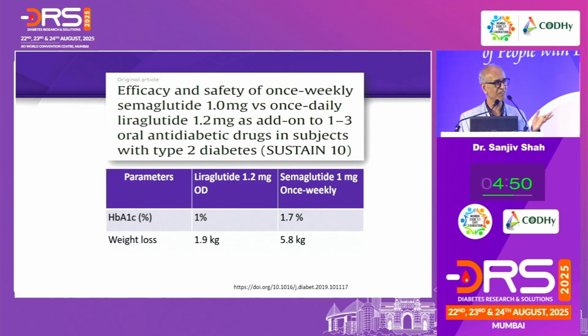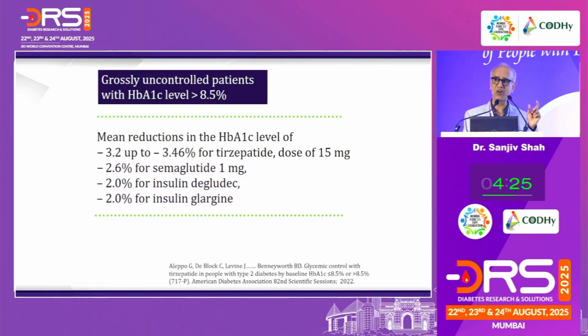Comparison with liraglutide 1.2. Novo's clinical investigation, why they selected 1.2 and not 1.8, but again 1% versus 1.7. So injectable SEMA at 1 milligram could give you a little higher A1C reduction, but of course a higher weight loss of close to 6 kg, which may be okay for some diabetics, may not be for others, because the title of my talk is lean or normal weight.